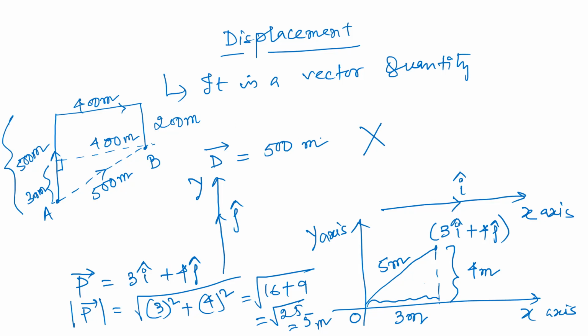Now in this case, why I had said that d vector equals to 500 meter is wrong, because whenever the vector sign is present, it should have some i cap, j cap, k cap. Now I have not told you about the k cap. Let me just tell you about the k cap.